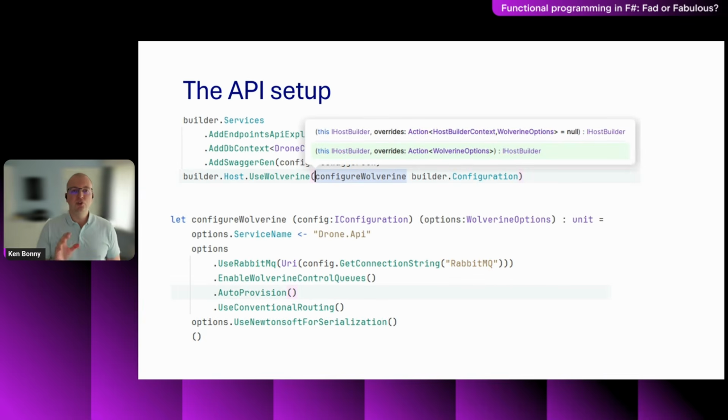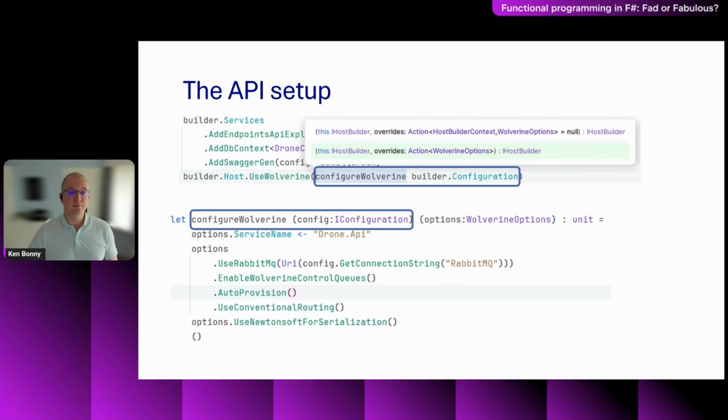Here, I've shown you the use Wolverine method signature, and it will take an action that expects Wolverine options. But I've called this setup with a function called configure Wolverine, and I'm passing it a configuration, the configuration from our app settings. This is the function, and it doesn't just take a configuration, it also takes the Wolverine options and returns unit. And unit is the same as void in C#.